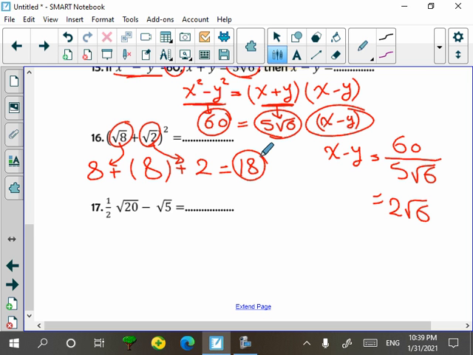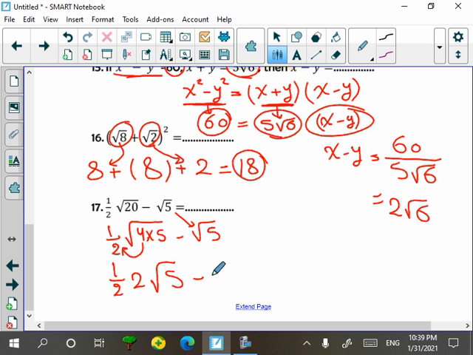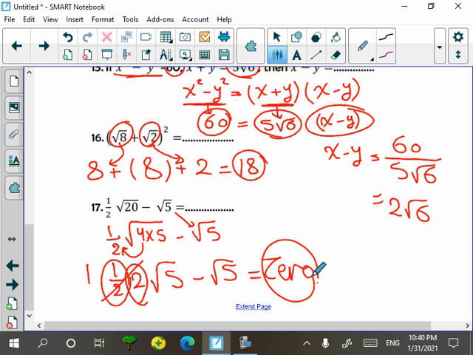Number 17. Half root 20 minus root 5 equals. We will write half, and root 20 we will write as root of 4 times 5, minus root 5. The 4 outside the square root will be equal to 2. Then the expression will be half times 2 times root 5 minus root 5. Half times 2 will be equal to 1. Then 1 root 5 minus root 5 equals 0. Then the answer of half root 20 minus root 5 equals 0.